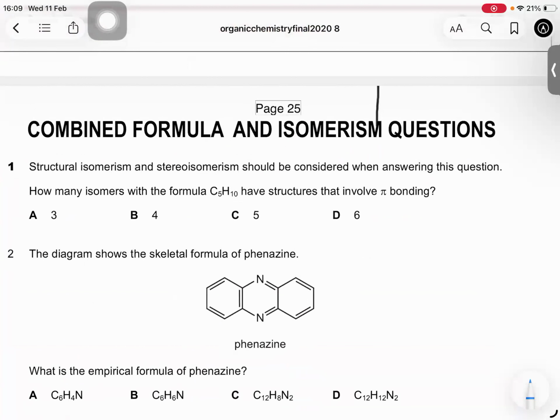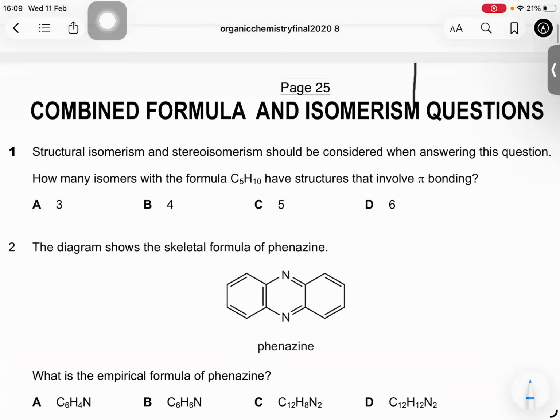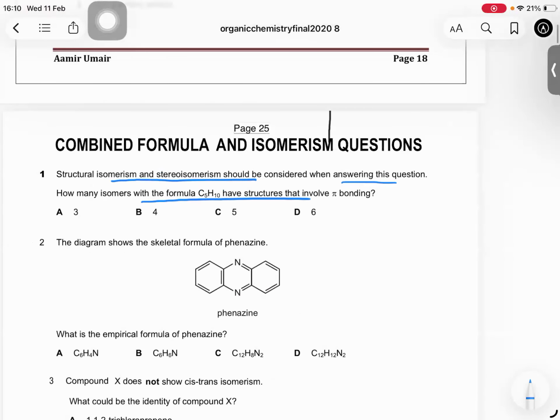Structural isomerism and stereoisomerism, अब देखिए, should be considered when answering this question. How many isomers with the formula C5H10 have structures that involve a pi bond? Right? How many structures that involve a pi bond? What is a pi bond? Pi bond numbers.